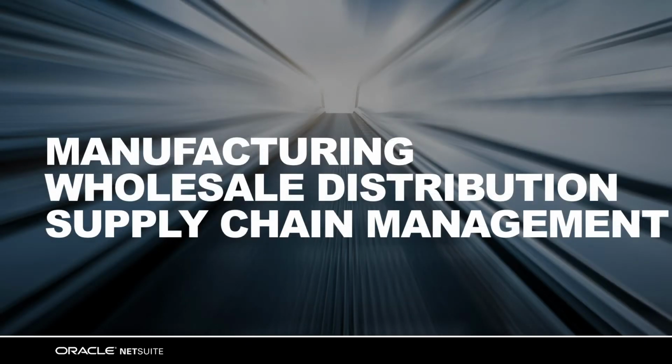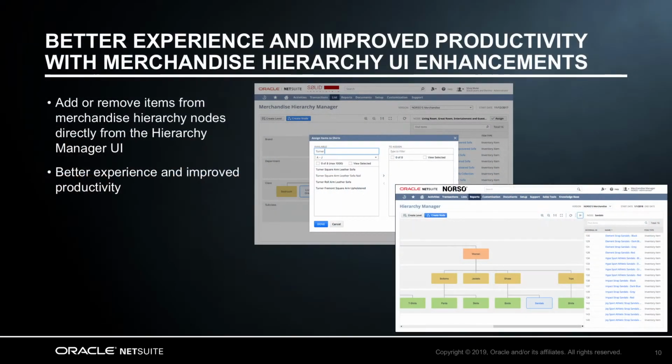Let me share some of the highlights in the 19.1 release for product-centric companies. In the 18.2 release, we announced the general availability of the Merchandise Hierarchy feature, which is an important tool for running an efficient, successful retail business. The primary benefit of Merchandise Hierarchy is to provide detailed reports that drive smarter business decisions.